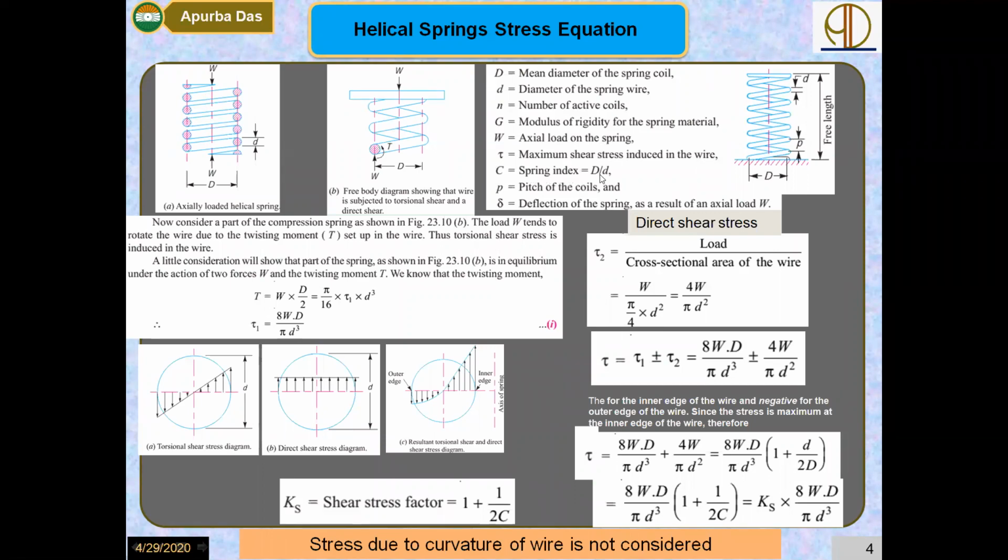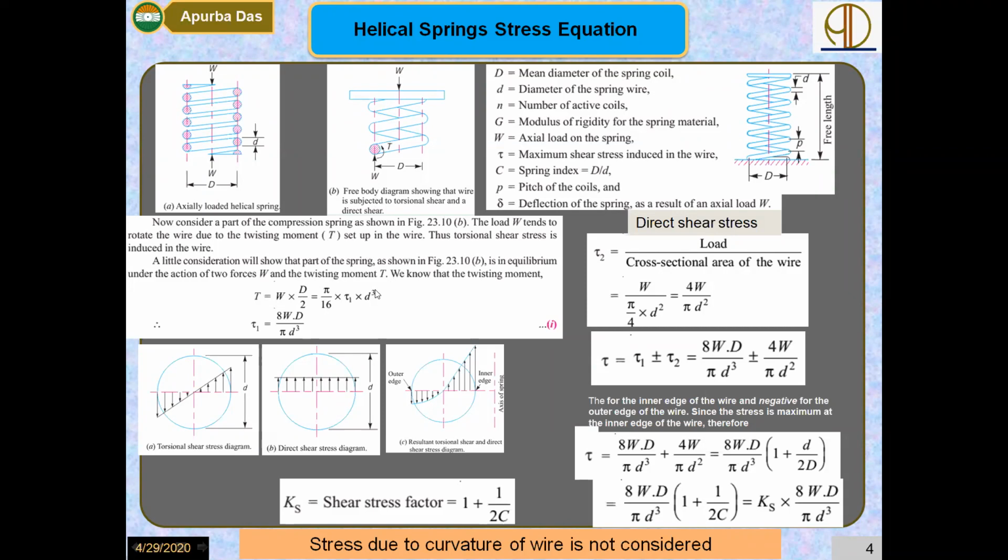And this is one important term, that is C, the spring index. Spring index is capital D by small d. That means the mean diameter of the spring coil divided by the diameter of the spring wire. So capital D is this one, the mean diameter of the spring coil, and small d is the diameter of the spring wire. So this is called the spring index. Pitch, I have already told, is the distance from one coil to another coil, and delta is the deflection of the spring due to load W.